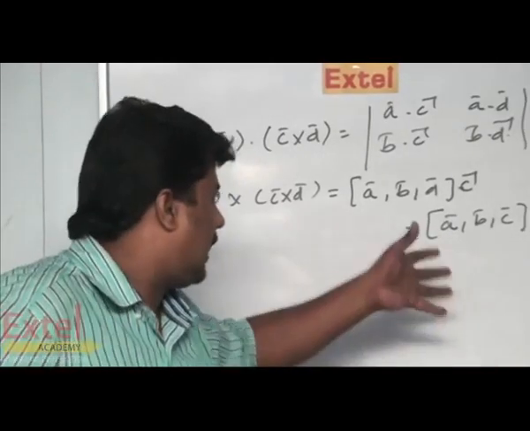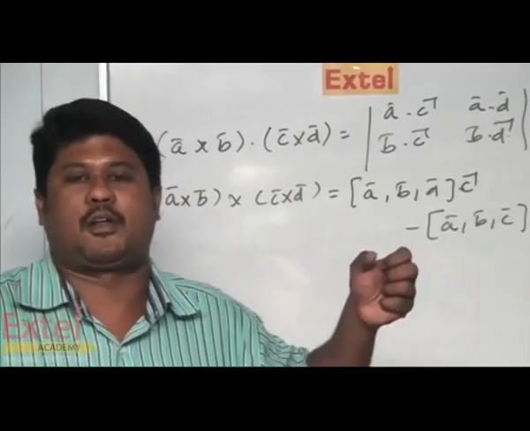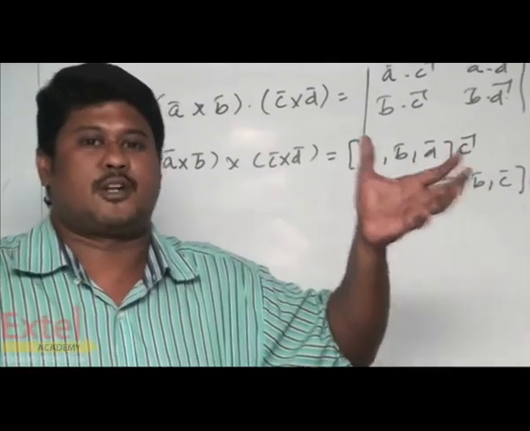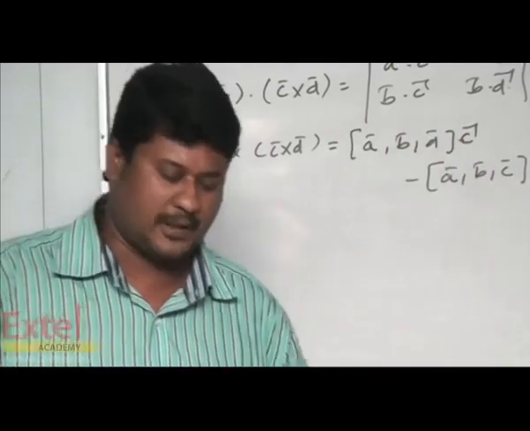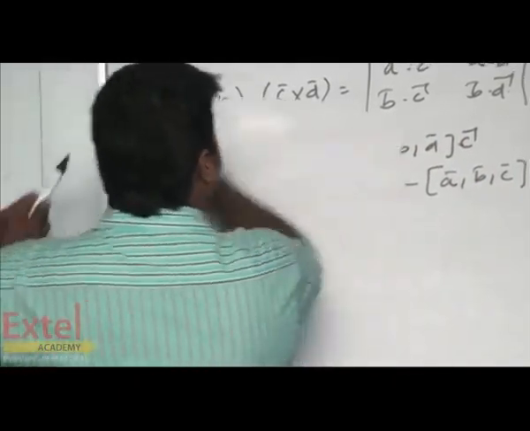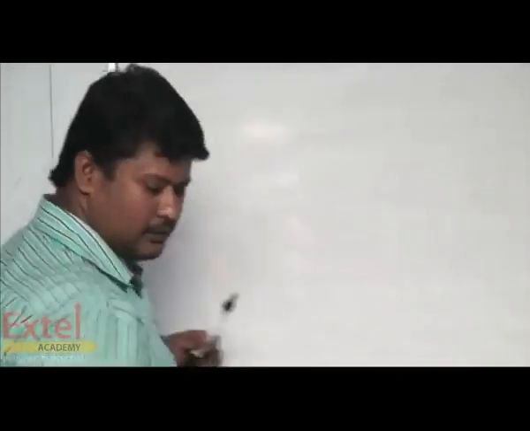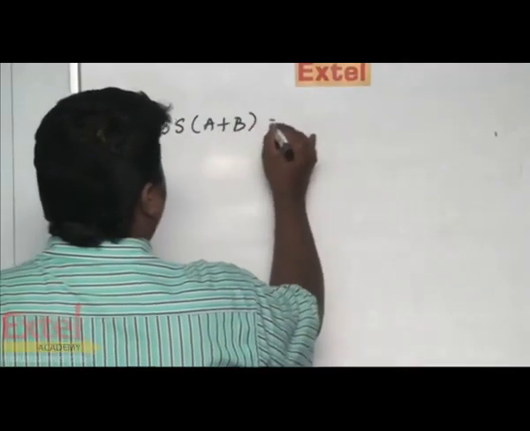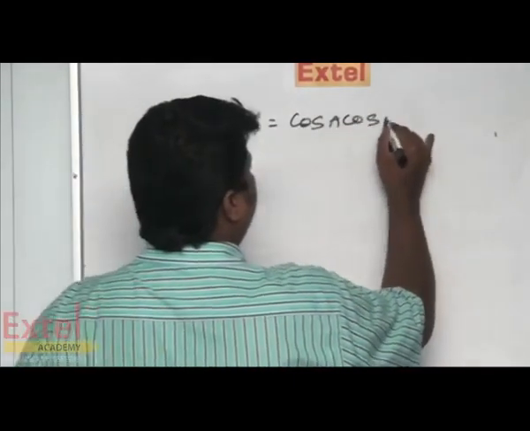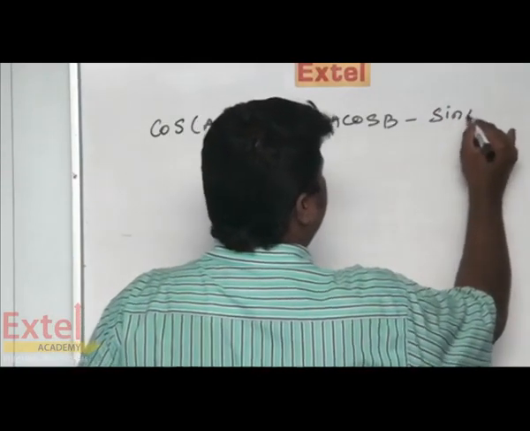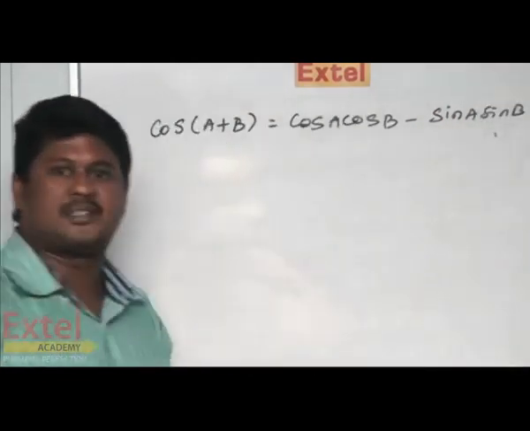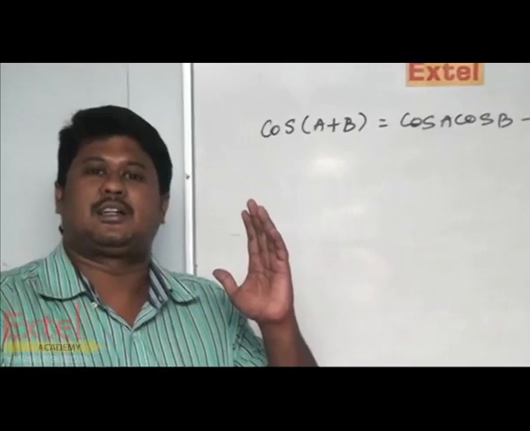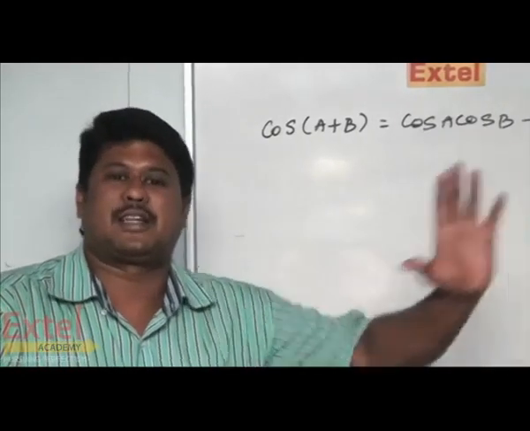Now we'll discuss the problems under the vector product, scalar product, product of three vectors and product of four vectors. Let us take down the first problem under 10 marks. Prove by vector method: cos(A plus B) is equal to cos A cos B minus sin A sin B. So please listen carefully. This is one of the 10 marks questions in the first part of your vector algebra.